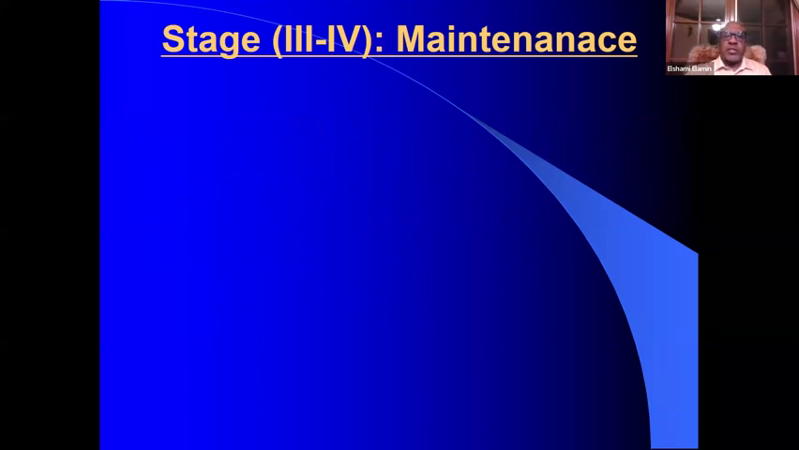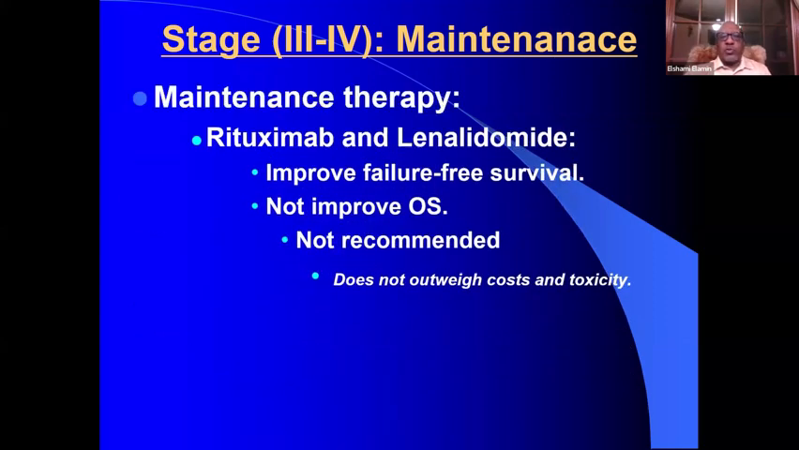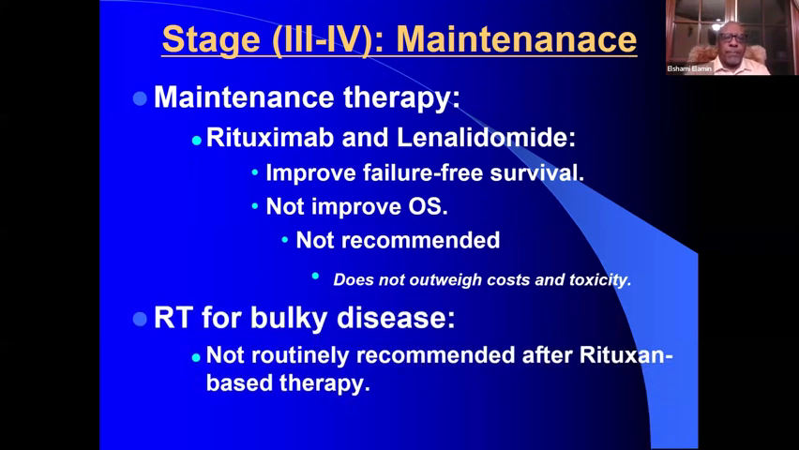So what about the maintenance therapy for stage 2, 3, and 4? Maintenance therapy, rituximab and lenalidomide, which is the Revlimid, improves failure-free survival, but it does not improve overall survival, so it is not recommended. So maintenance is rituximab, like what we do for the low-grade lymphoma. We give rituximab every 2 months for 2 years. The maintenance, we don't do that for the diffuse large B-cell lymphoma. So it does not outweigh the cost and toxicity. So it is not recommended to give maintenance rituximab for diffuse large B-cell lymphoma, like the way we do it for the low-grade lymphoma.